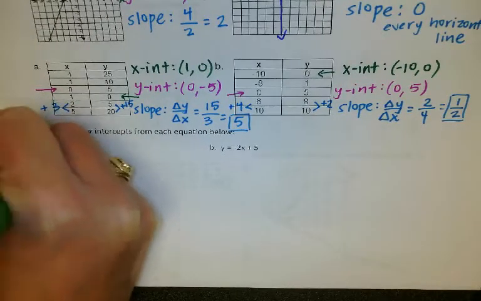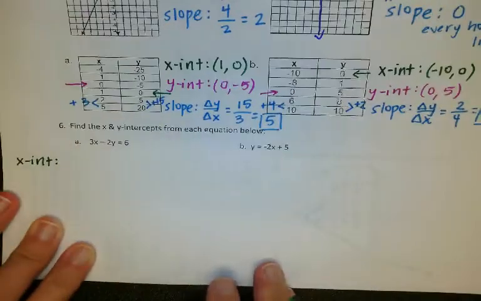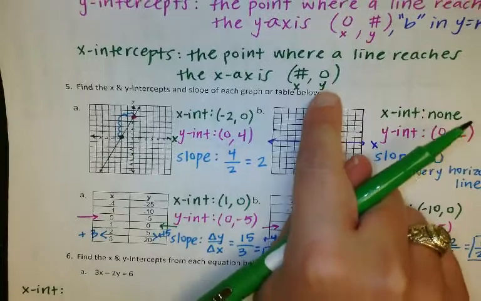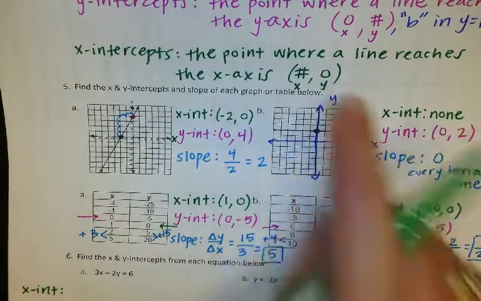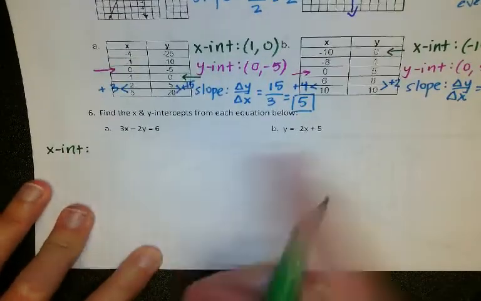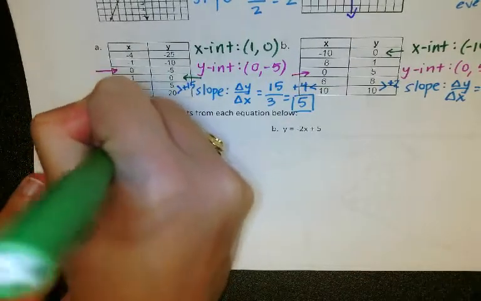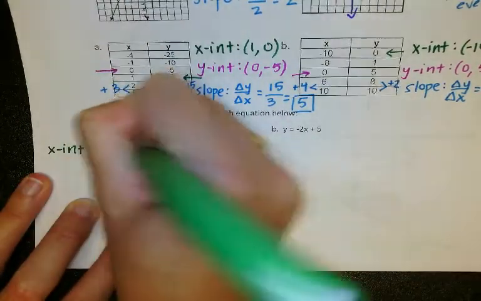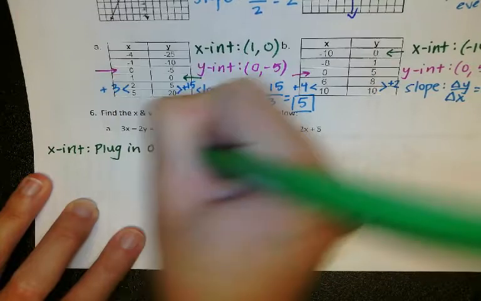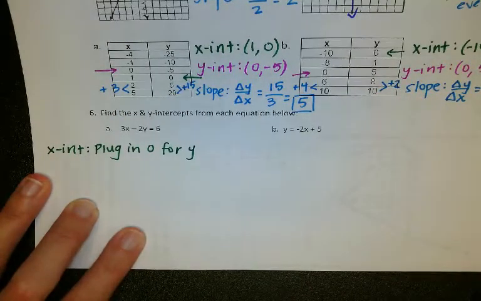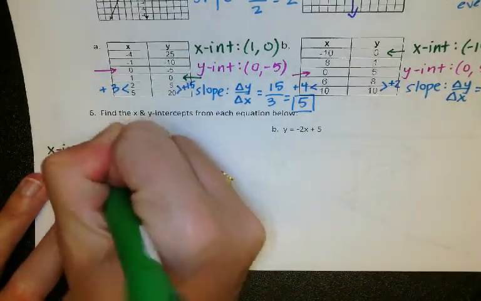I'm going to start with the x-intercept like I have been for all the other ones. In every x-intercept, we know that the y is 0. So we can use that to find the x-intercept. We are going to plug in 0 for y and solve for x.